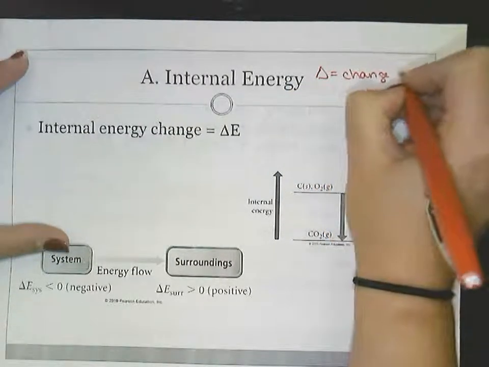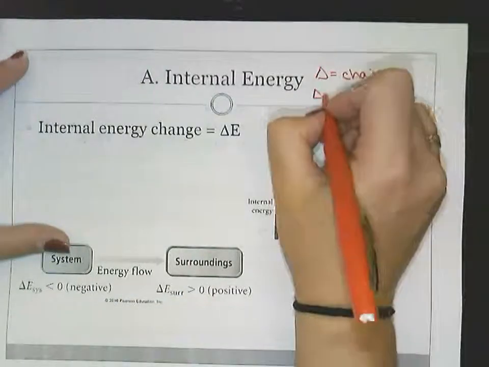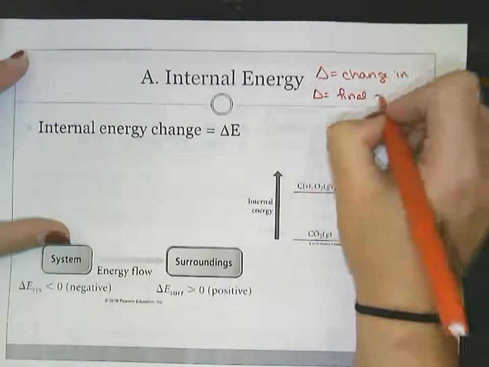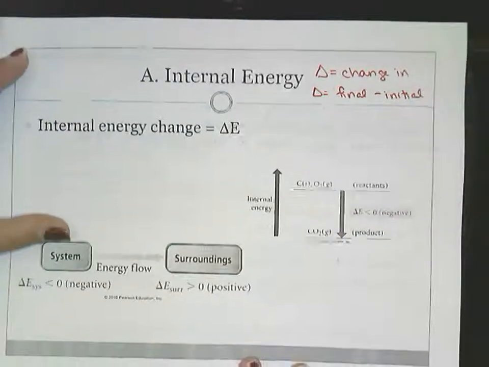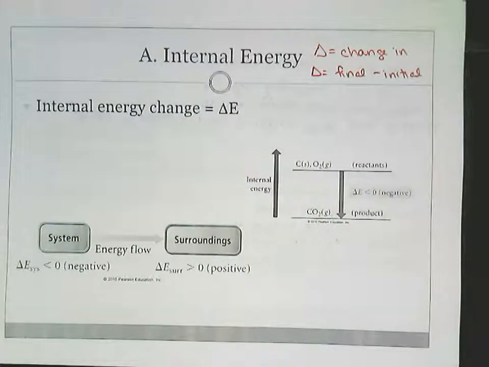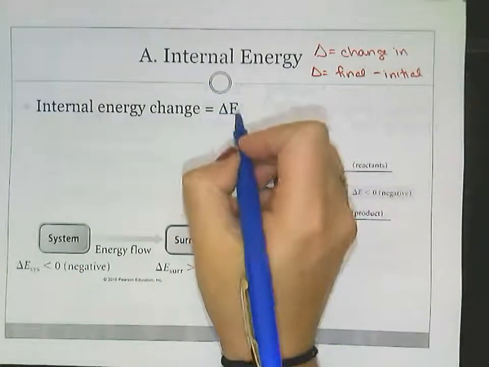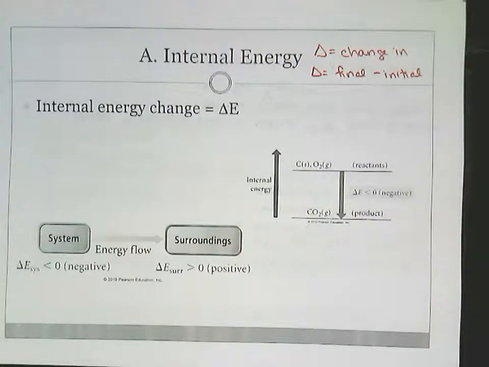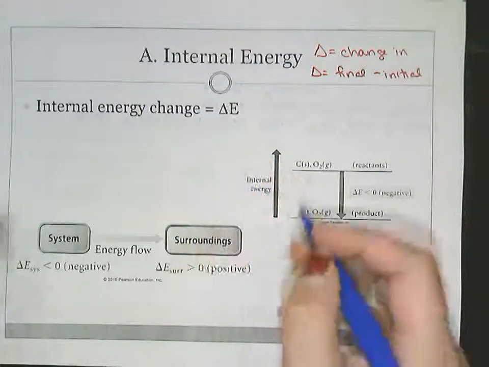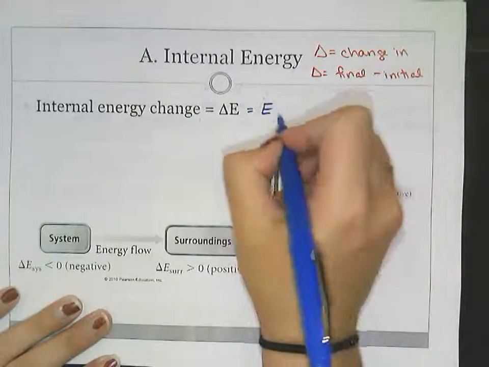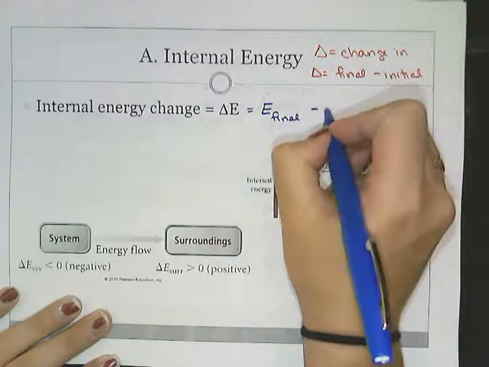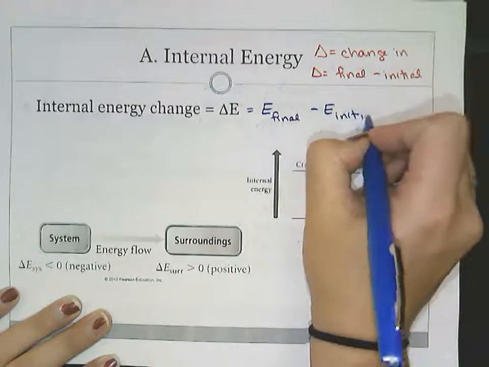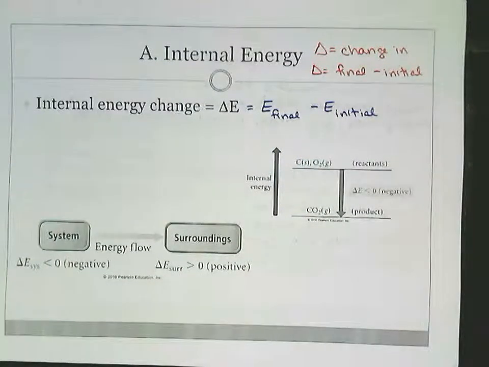And it's usually defined as final minus initial. Right, I'm saying final something minus initial something. So internal energy change is going to be the change in E for energy. And so if it means change in energy, it's going to be energy final minus the energy initial. Right? Whatever my final energy is minus my initial energy.